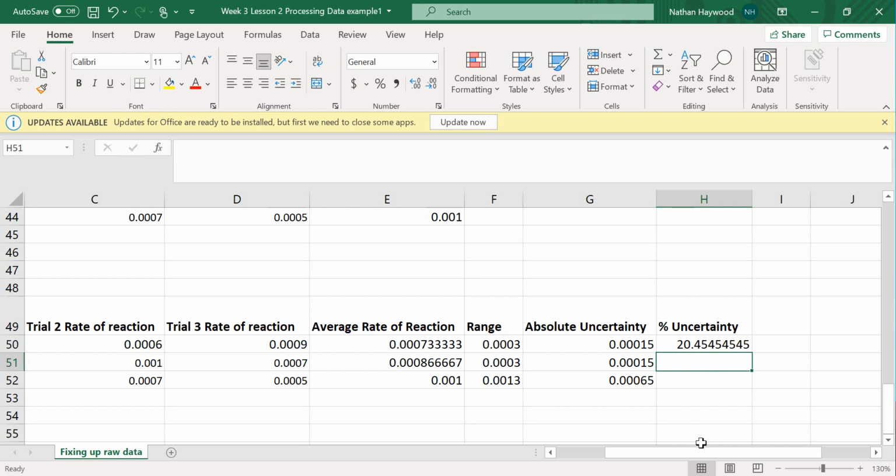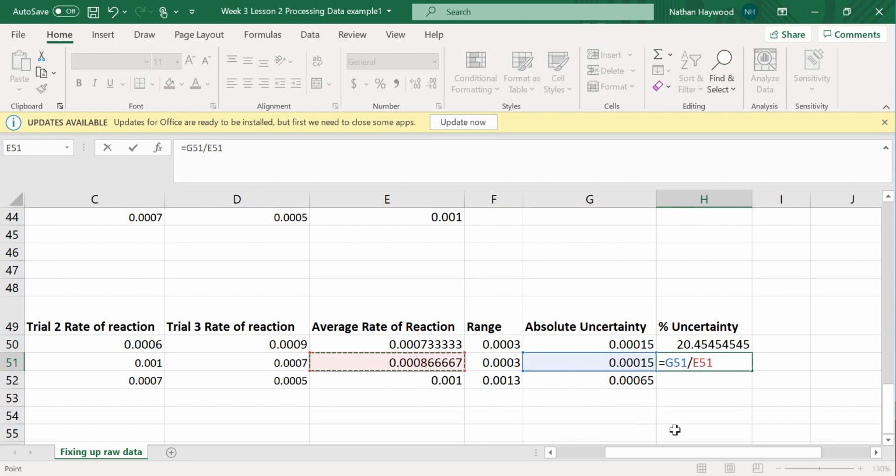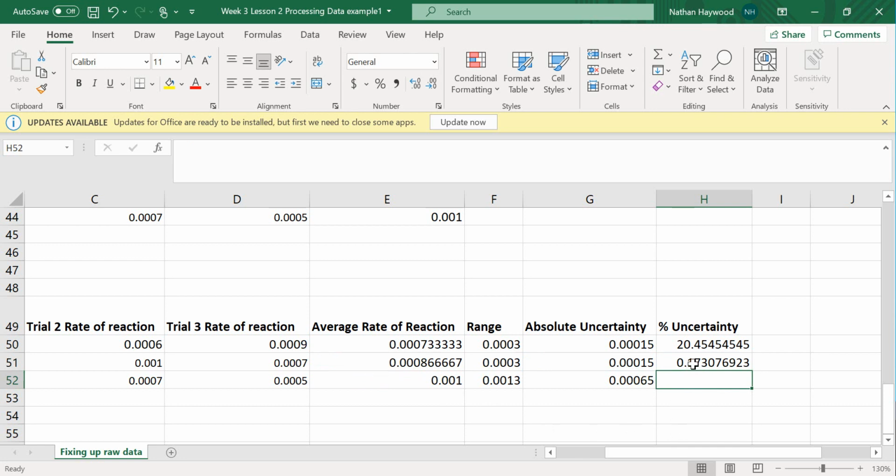Another way to do that, so I'll do the next one. So equals absolute uncertainty divided by the average rate of reaction. And then it's given us a decimal because I didn't multiply by 100. So you can go up to this symbol here instead of multiplying by 100. And it's converted it to a percent. If I wanted to do it for this one, I'd have to delete that times by 100, and then go back and click on the percent button here. So then, again, you can do the drag. So hover over and drag it down.